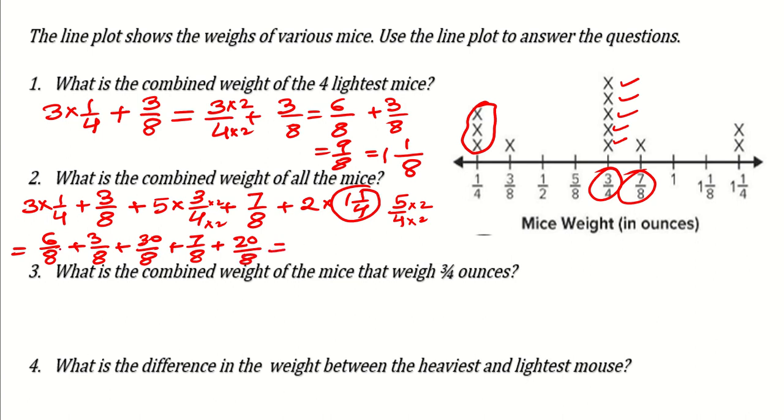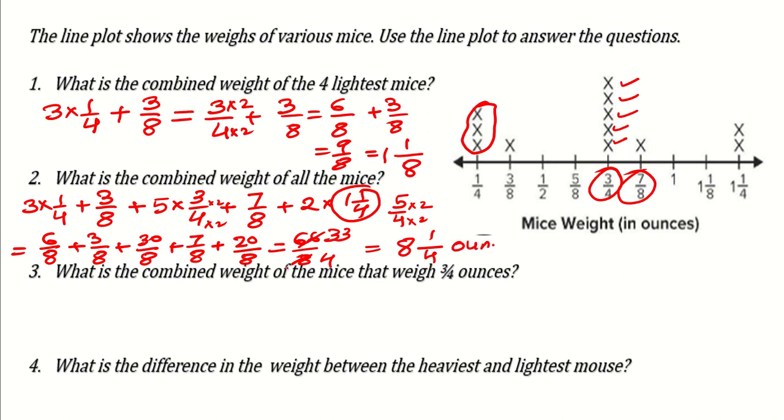Now add all these numbers. So 6 3 9, 9 and 30 39, 39 and 7 46, 46 and 20 66 over 8. And we can simplify this further. So divide it by 2, so it will become 33 over 4, and 33 divided by 4 you will write in the mixed fraction form. So it will be 8 and 1 over 4 ounces. I am sure calculation is correct. Please check the calculation. Okay.